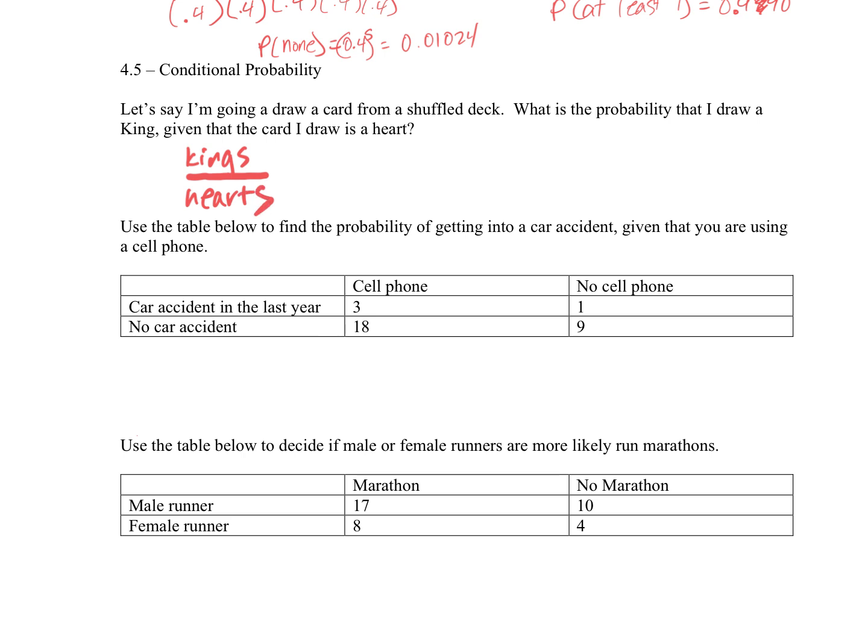If I'm only drawing out of the hearts, am I doing all kings? If I know the card's a heart, you guys with me? If I know that the card is a heart, it's not all kings, it's kings and hearts. How many cards are a king and a heart? 1 out of how many cards that are hearts? 13. Okay? So this is what we call conditional probability.